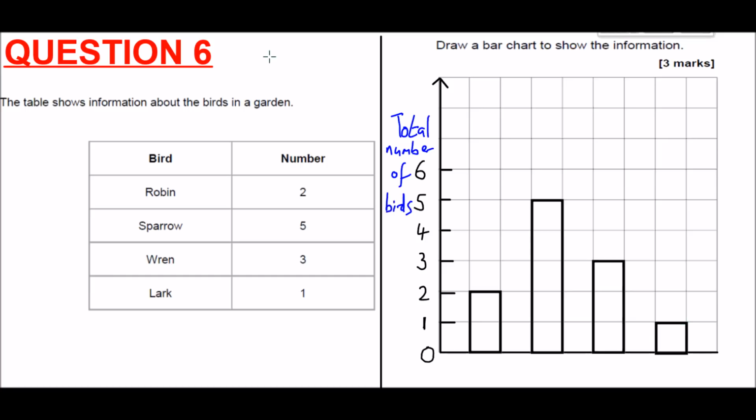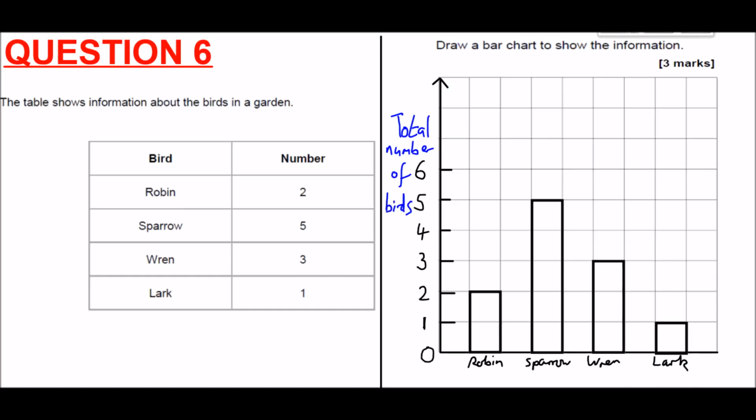And so not only do we need to label each bar, so this one was robin, second bar was sparrows, third was wren, and the fourth was lark. We need to label what these are.